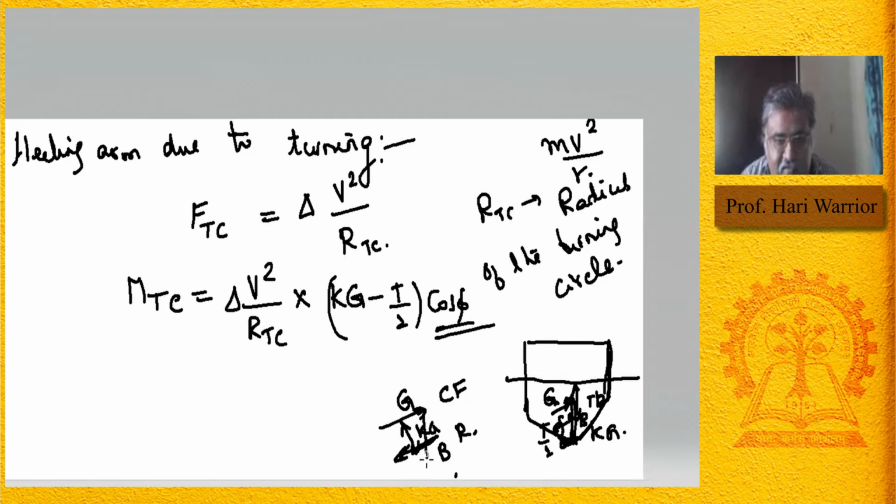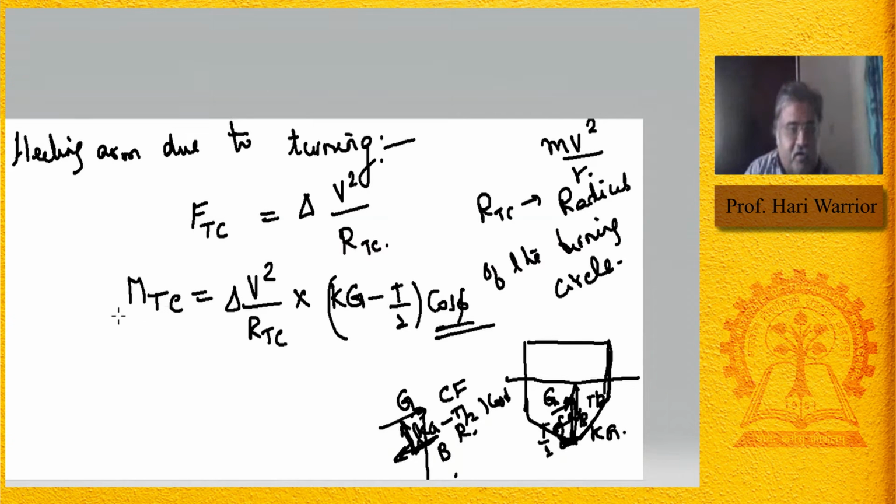It will be like this. So this distance is what we want, which will be KG minus T by 2 into cos phi. I think you should have got it by now. So KG minus T by 2 into cos phi, that will give you the lever, and as a result, the force into lever will give you the total moment.